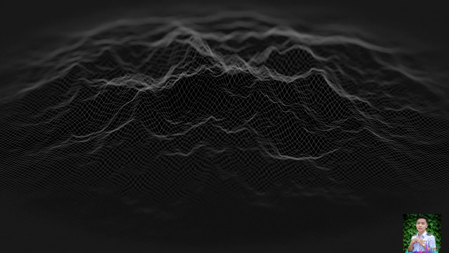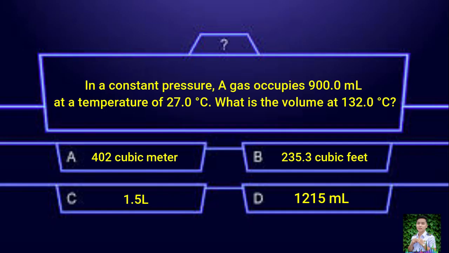Now, let us answer some situational problems. Situation 1. In a constant pressure, a gas occupies 900 milliliter at a temperature of 27 degrees Celsius. What is the volume at 132 degrees Celsius? Let us try to solve the problem. But before anything else, let us put all the given data. So V1 is equal to 900 ml.